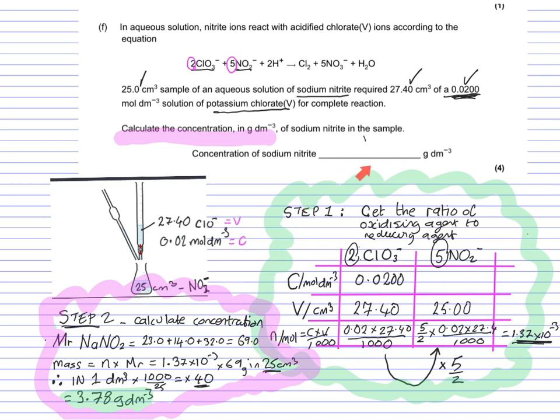But we're asked to find the number of grams in 1 litre, in 1 dm cubed. So all we do is ask, how many times bigger is 1 dm cubed? There's 1,000 centimetres cubed in 1 dm cubed, so it's 40 times greater. If there are that many grams in 25 centimetres cubed, you times that number by 40, and your answer comes out to 3.78 grams per decimetre cubed.